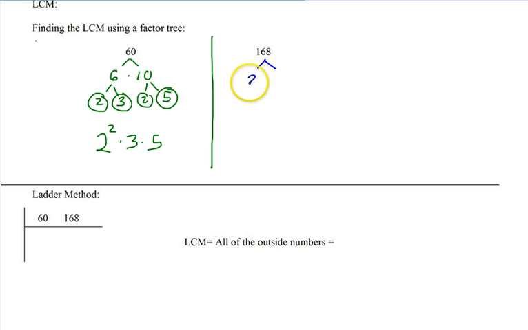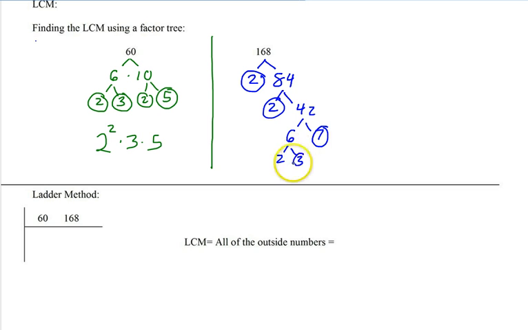So that would be 2 and 84. 2 is prime. We can do it again. That's 2 and then 42. And then 42 is made up of 6 and 7. 7's prime. And then we have a 2 and a 3. Okay, and we write this out. That's 2 cubed times 3 times 7.